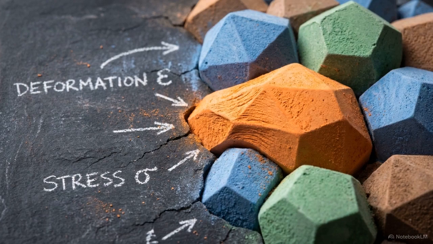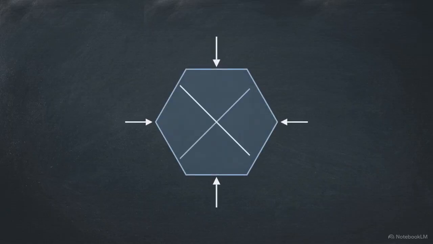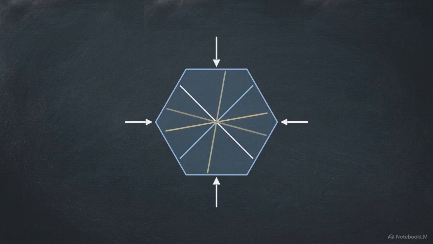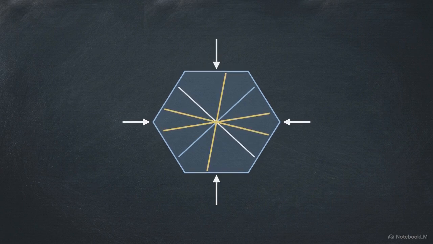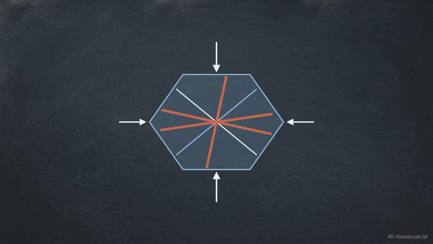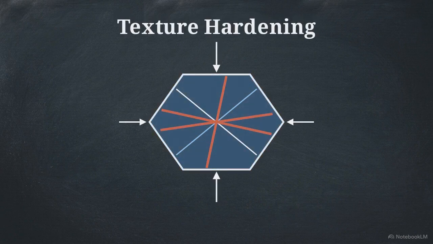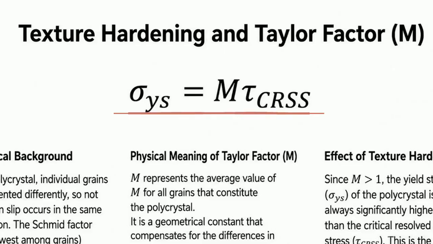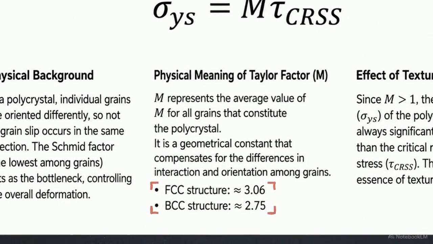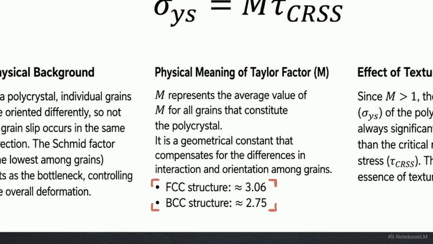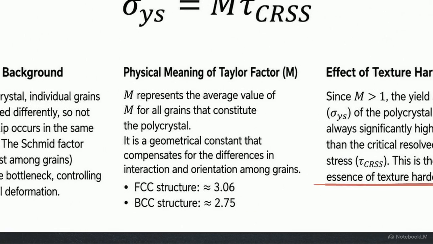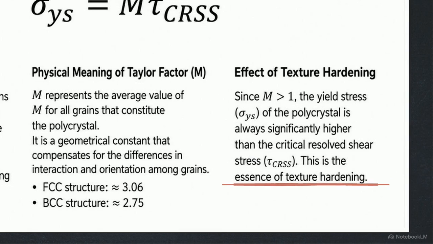The necessity to activate 5 systems simultaneously forces grains to utilize less than ideal slip orientations. This geometric restriction creates an additional resistance to deformation known as texture hardening. We bridge microscopic physics and macroscopic yield strength using the Taylor factor, M. Averaging 3.06 for FCC and 2.75 for BCC structures, this factor ensures a polycrystal's yield stress is always higher than the critical resolved shear stress of its grains.